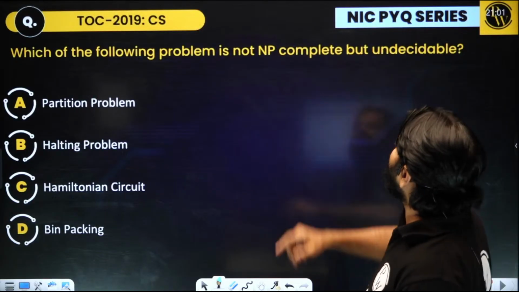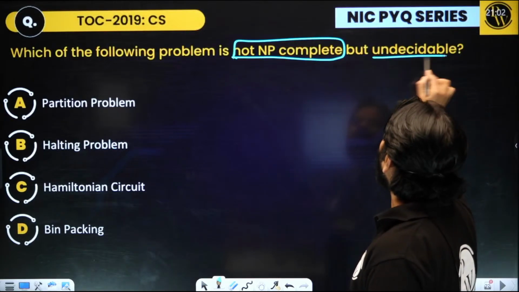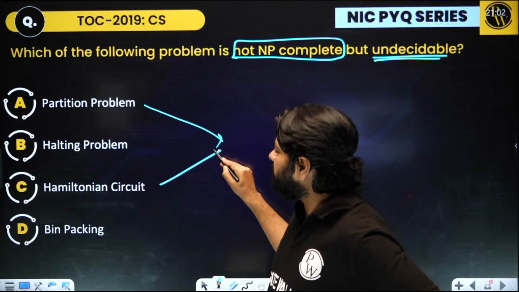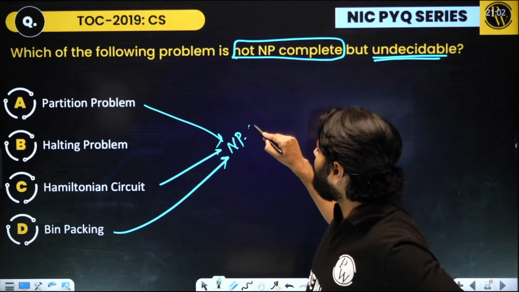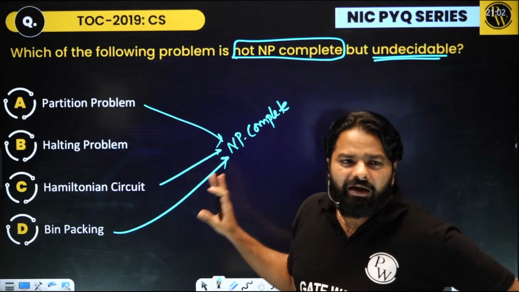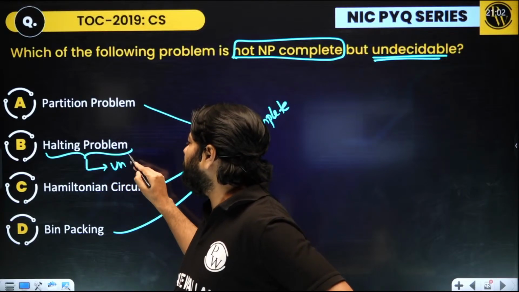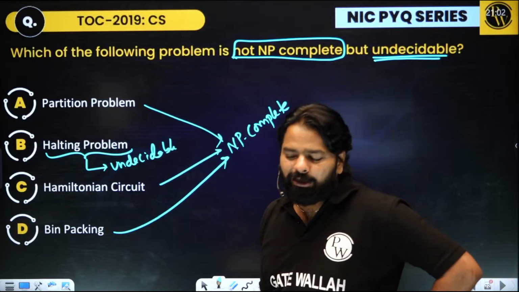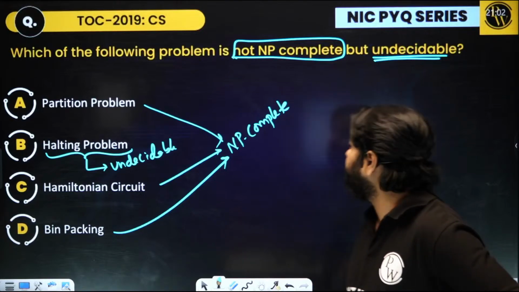Which of the following problems is not NP complete? Not NP complete, but it is undecidable. If you look at this, the partition problem, Hamiltonian circuit and bin packing are all NP complete problems. Even clique, there are so many similar problems which are NP complete, but the halting problem, you already know it is an undecidable problem. If you have studied undecidability, it is a very well-known problem, the halting problem, the membership problem. These problems are undecidable in general, okay.